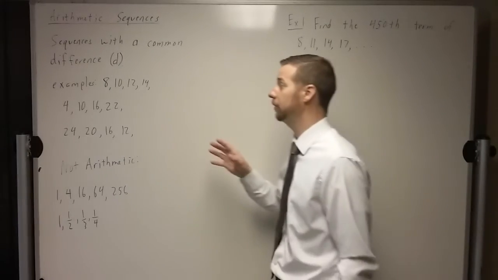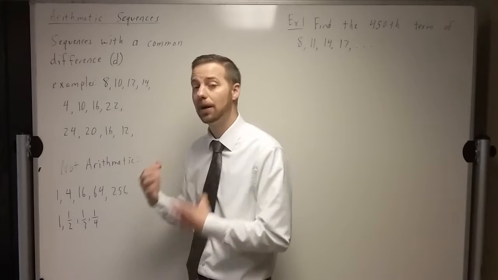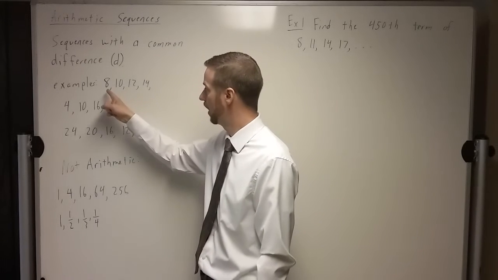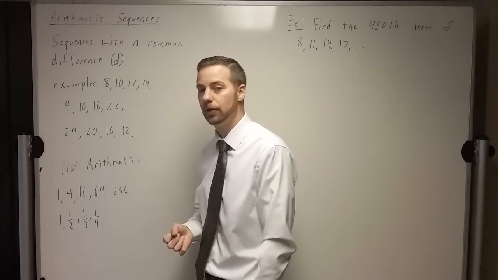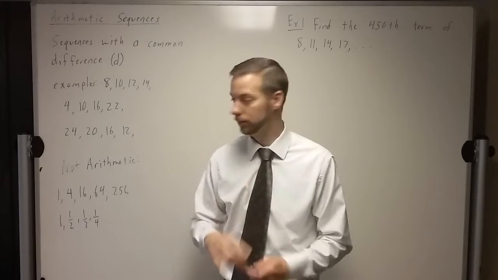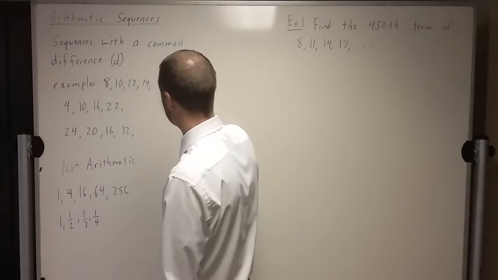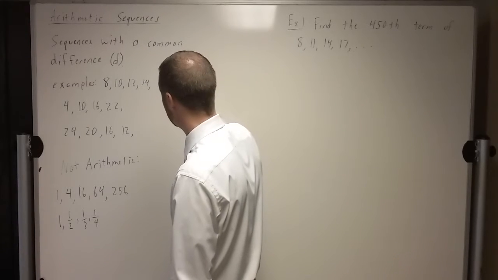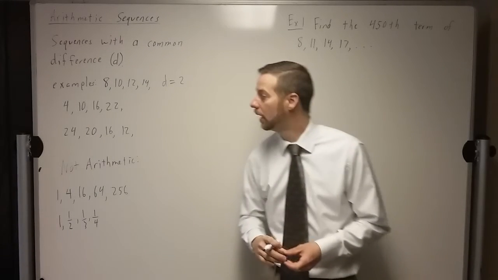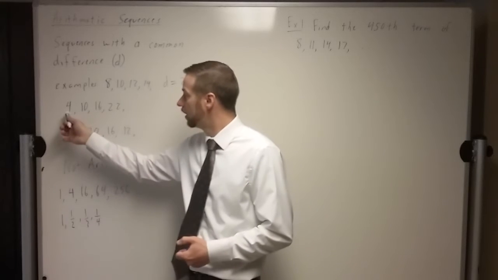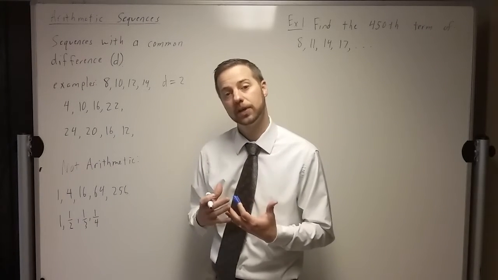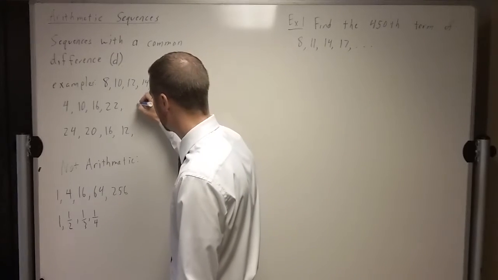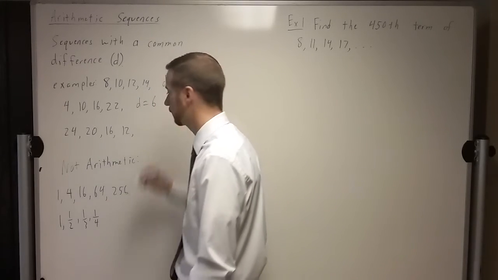So here are some examples of sequences with a common difference, or arithmetic sequences, in other words. If we have 8, 10, 12, 14, do you notice every time we're just going up by 2? And so our common difference in this particular sequence would be 2. All right, another example. You're going 4, 10, 16, 22. We're increasing by 6 each time, so the common difference is 6.